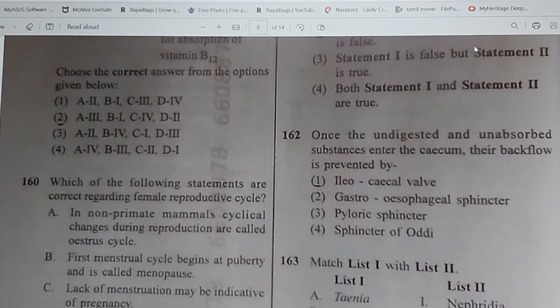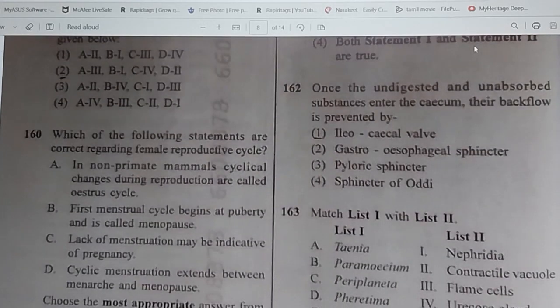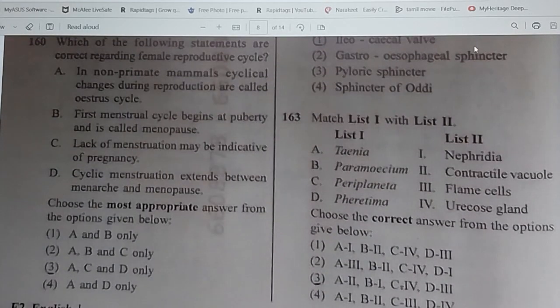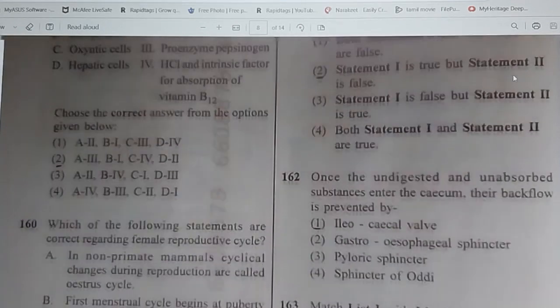160. Which of the following statements are correct regarding female reproductive cycle? Non-primate mammals have the estrous cycle, which is correct. Lack of menstruation may be indicative of pregnancy is also correct. Cyclic menstruation extends between menarche and menopause is also correct. So option is C, A, C and D is the correct answer.